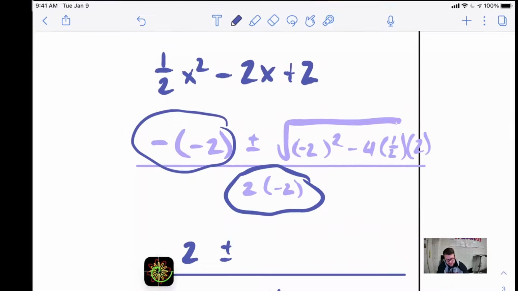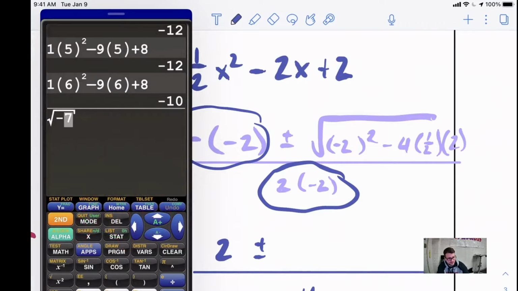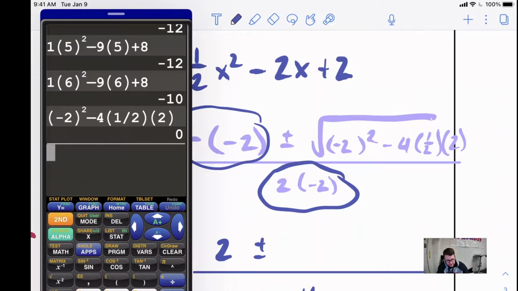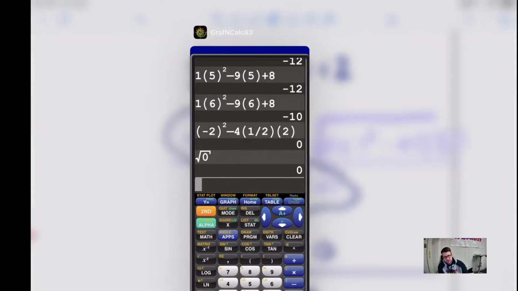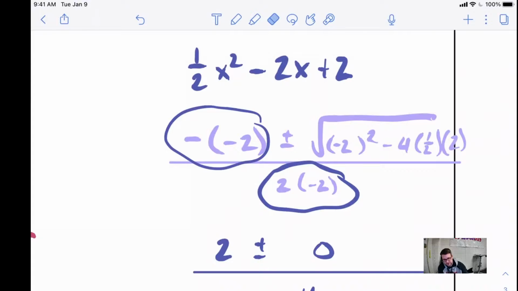Now, the inside of the square root is always the hardest. So let's grab our calculator and type this out. We're going to have our -2 to the second power minus 4 times parenthesis 1 divided by 2 times 2. And our calculator does the work and comes out with 0. So this is the square root of 0. And of course, we should simplify the square root of 0 if we can. The square root of 0 is 0, so that basically goes away. And this is what we're left with.